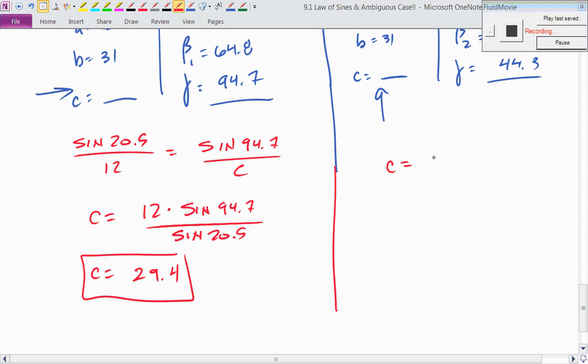Oh wait, I didn't get that at all. That's not right. That's not 29.4. What is it? 34.15. On the other side, C is going to be 23.93.